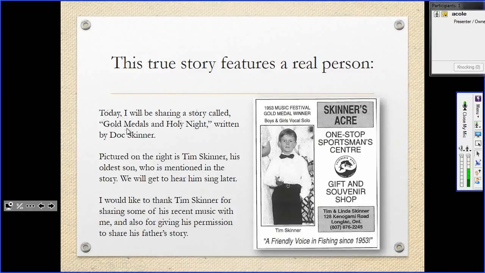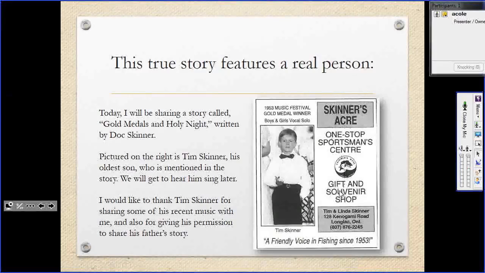It's called Gold Medals and Holy Night, and it was written, he's no longer with us, by a wonderful man by the name of Doc Skinner. And pictured on the right here, and this picture for anyone watching is a young boy. You see a young boy named Tim Skinner here. And we see 1953 Music Festival gold medal winner, boys and girls vocal solo. And then we learn a little bit about a one-stop sportsman's center, a gift and souvenir shop called Skinner's Acre.